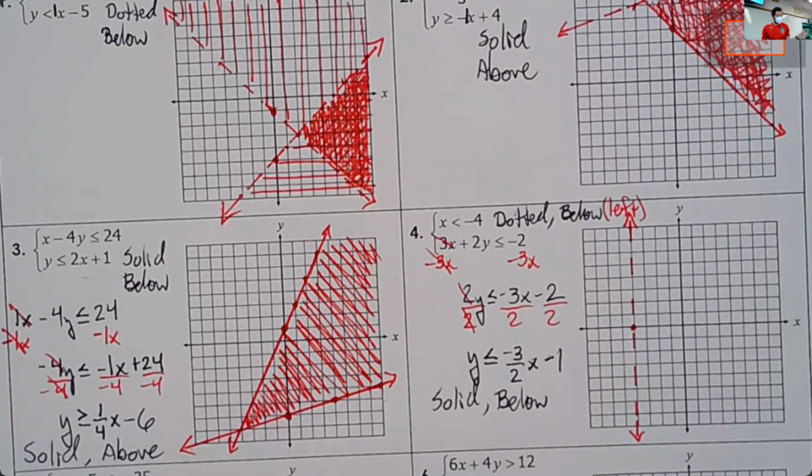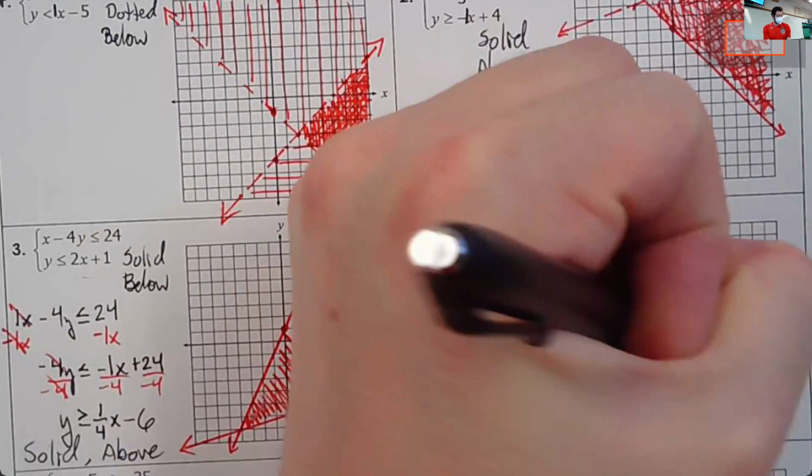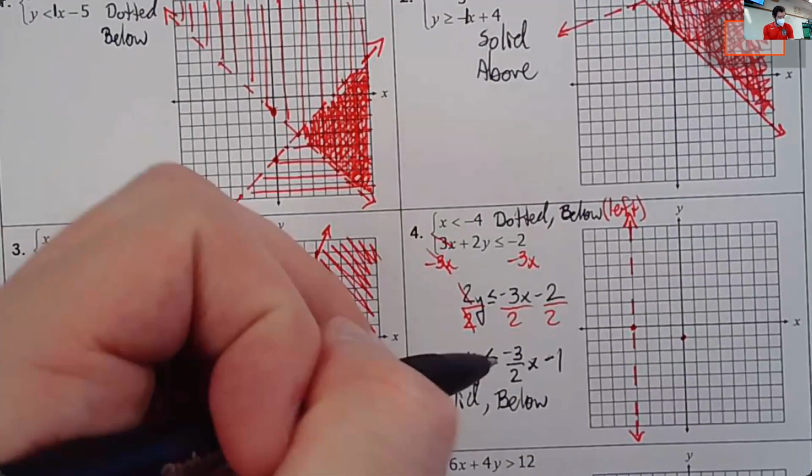All right, now I'm going to go ahead and get the other line on here first before I do any shading. And this one's going to be starting at negative 1. It'll be a solid line. We're going down 3 and then over 2.